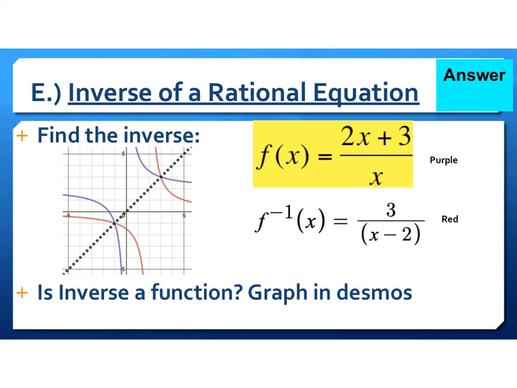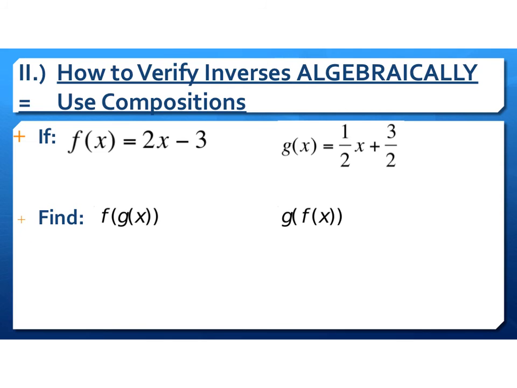If we graph it in Desmos, my purple would be this piece, and my red would be the other piece. It's a little more complicated picture to see, but you can see that it is reflected over that line y equals x. Now we're going to look at how to do this algebraically, how to verify that two functions are inverses of each other. And this is where compositions come into play.